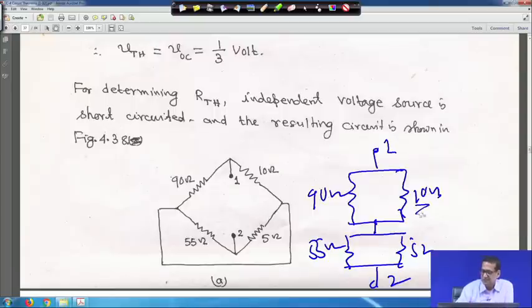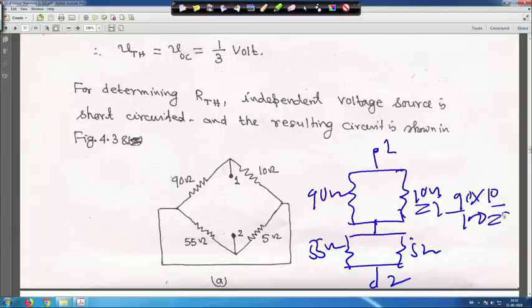So, equivalent to this one is 90 into 10 divided by 100, right. So, for this part it will become 9 ohm, and for this one you have to calculate 55 into 5 divided by 55 plus 5. So, it is 90 plus 10, so it is 100, and it is 55 plus 5, 60. So, this calculation is there. That will give you this one, and this one and this one are in series.